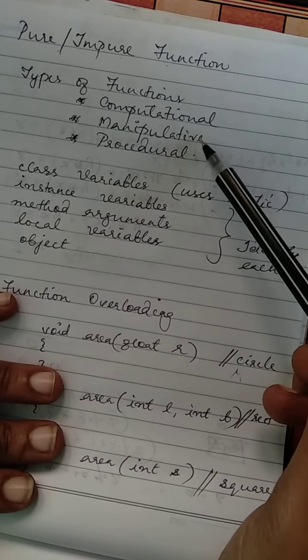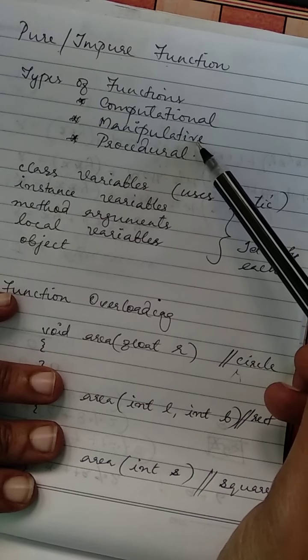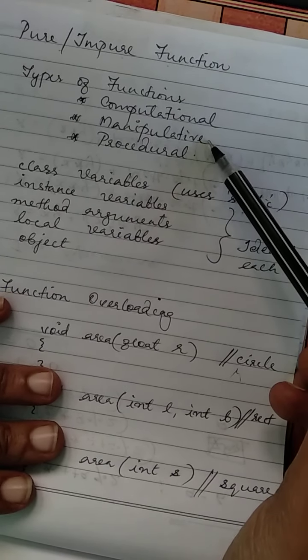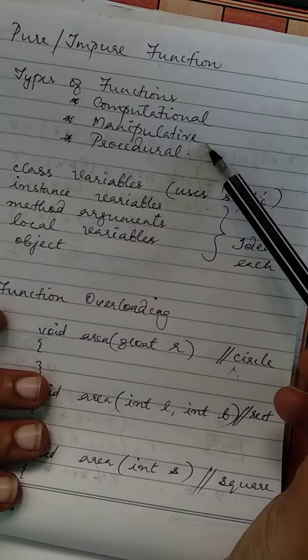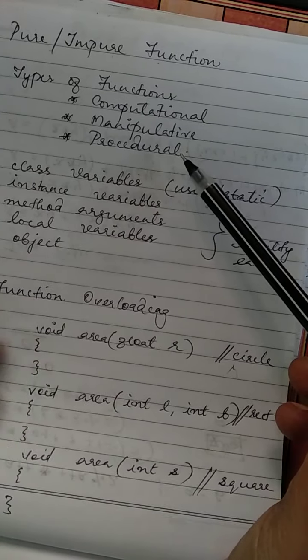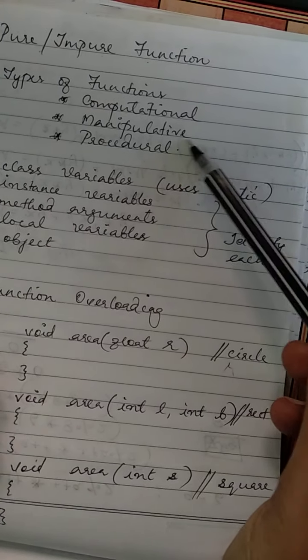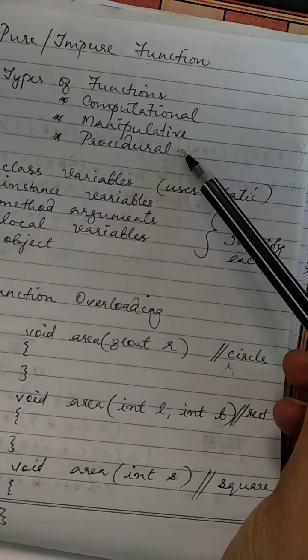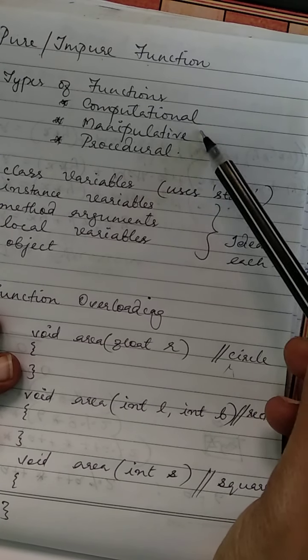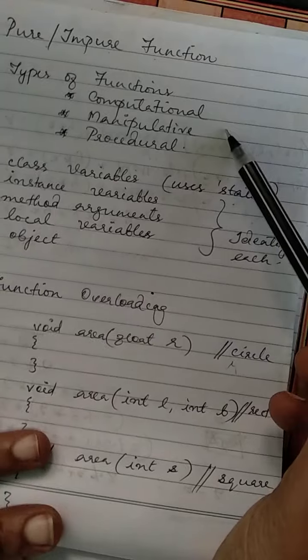Manipulative functions means these functions will just do something and return only a success or failure code. For example, if 0 is returned it means success, any other number means failure. Then procedural function. Procedural function means it just prints something and it returns no values. They are called procedural functions. This is also not so important, but sometimes you'll be asked to identify the function.